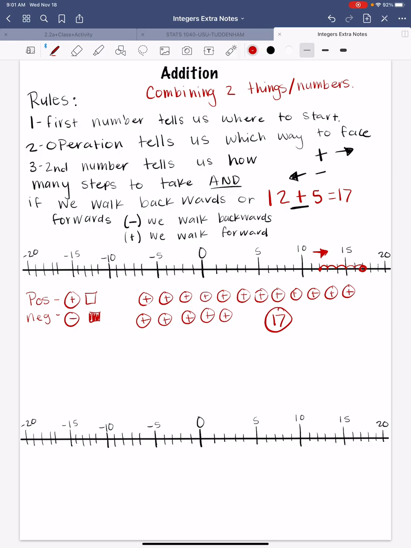So the next one that we're going to do is negative 15 plus negative 4. So looking at our steps, the first step tells us where to start. We're going to start at negative 15, right there. And then the sign tells us which way to face, so we're facing to the right because we're adding. And when we add, we face to the right.